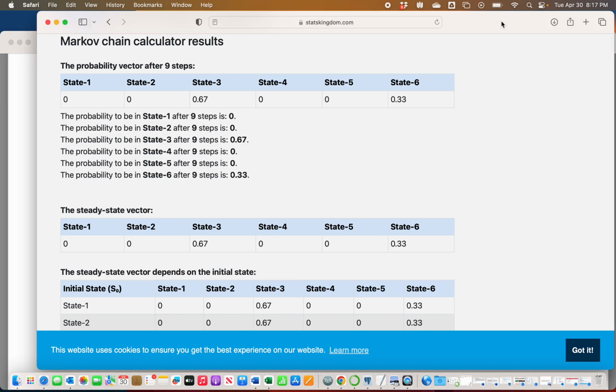9 steps from now, it's in room 6. Okay, so there's a 1/3 chance that after 9 steps, it's in room 6. And there's a 2/3 chance it's in room 3, and it's impossible for it to be anywhere else. So how nice is that? Again, wow. So neat that the matrix multiplication just does this for you.